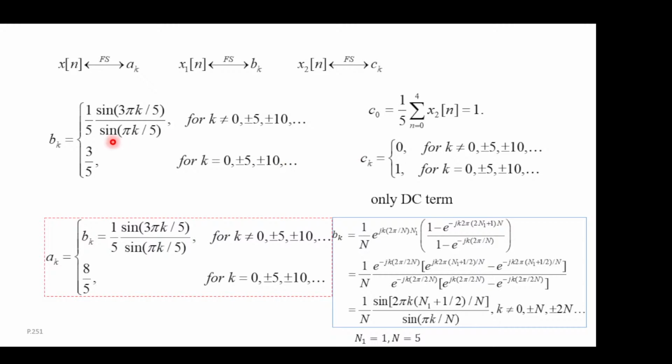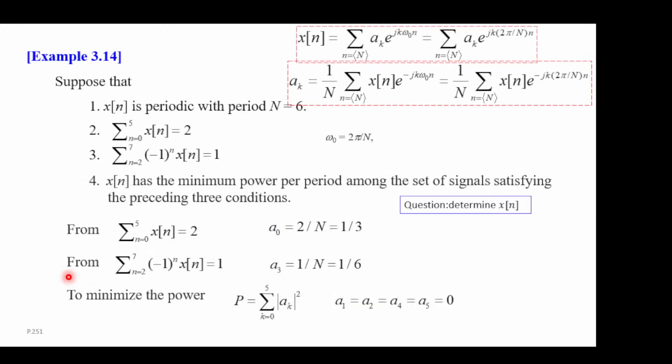You can get ak, just add those two up. So for k equals 0, it's the sine over sine, and for k equal to 0, it's this 1 plus 3 over 5, 8 over 5. Okay, pretty easy example. Questions? No? Then let's see another kind of question.